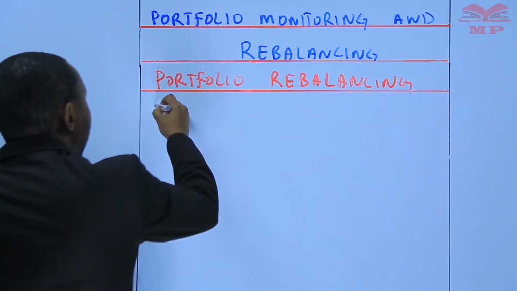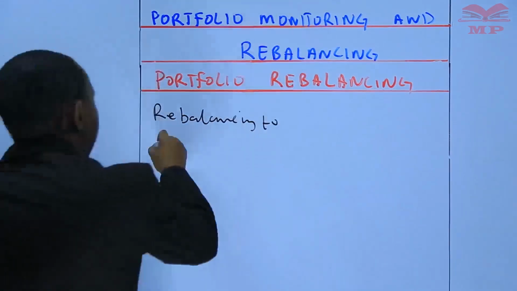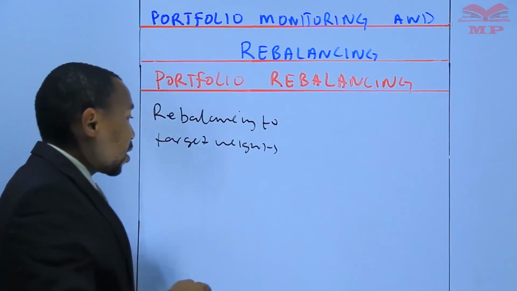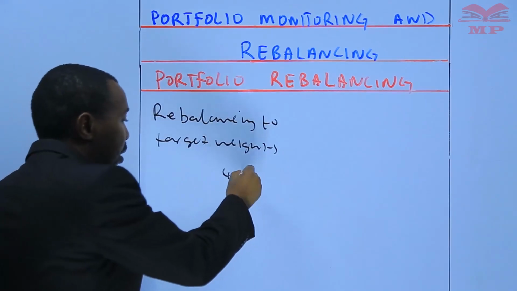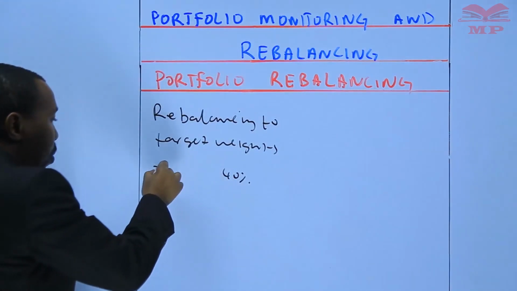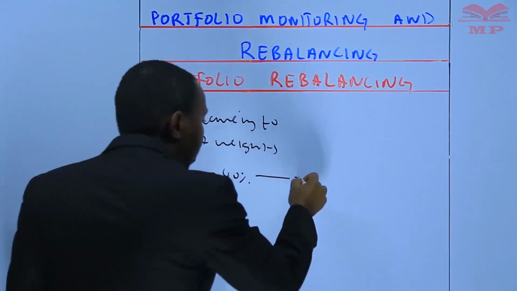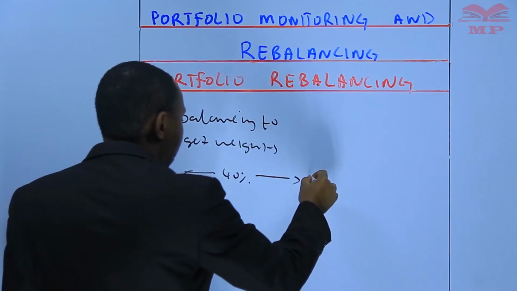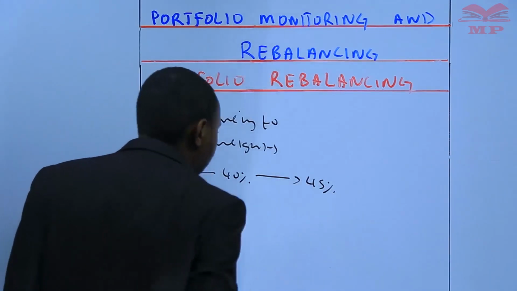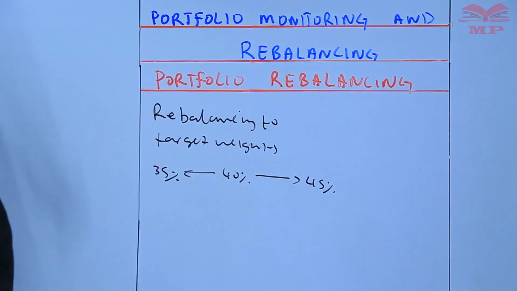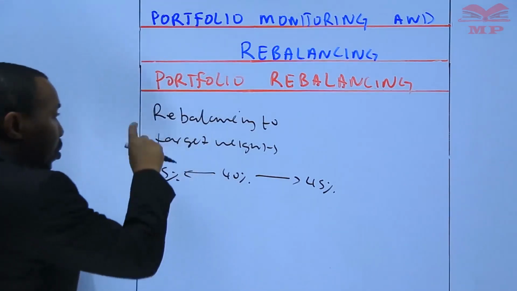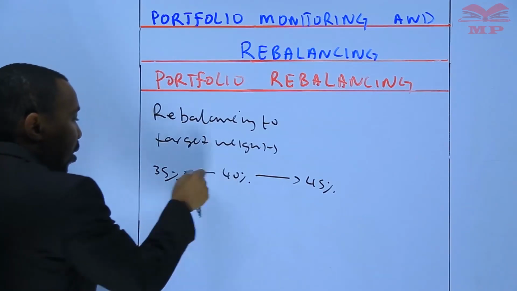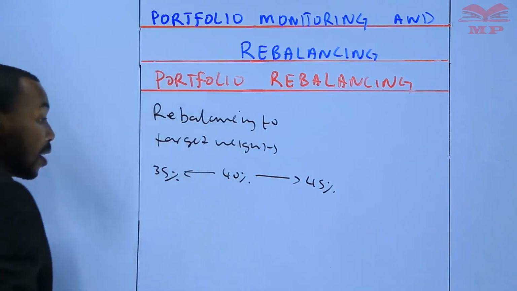So on one side we have rebalancing to target weights, where you set a number of weights that you intend to target. So you're saying it's 40%, and here we are talking about 35% and 45% as an allowed range. So we're trying to target specifically 40%, and that's what we mean by rebalancing to target weights. It's 40%, with 35% and 45% on the further extremes.